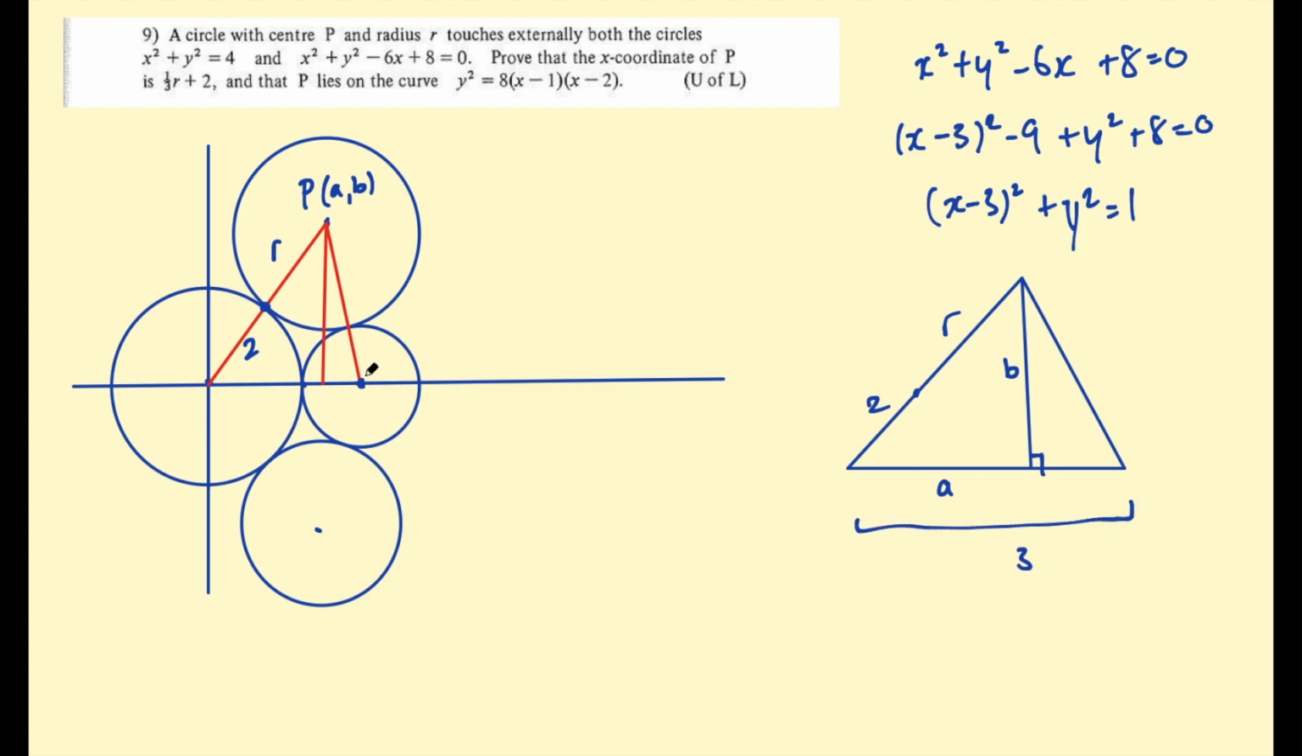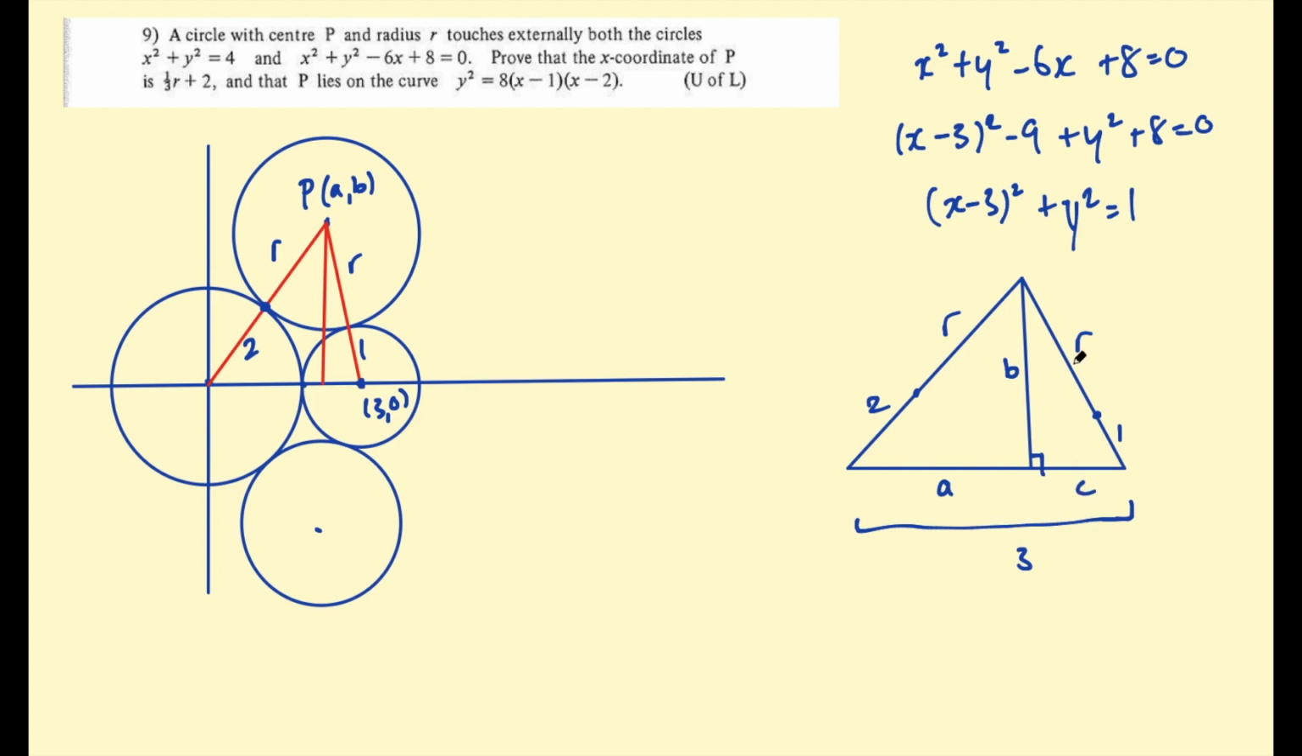Okay, because we know that center is at 3, 0. And then this length is split into 1, the radius of the smaller circle, and r, the radius of the unknown circle. So this length is 1 plus r. And also we have a little length here I'm going to label c.